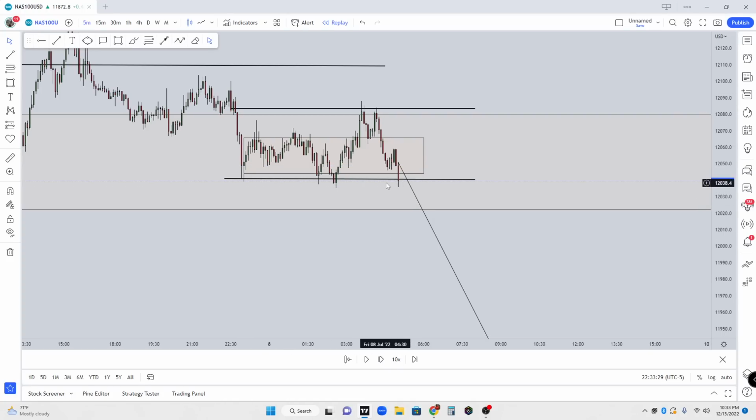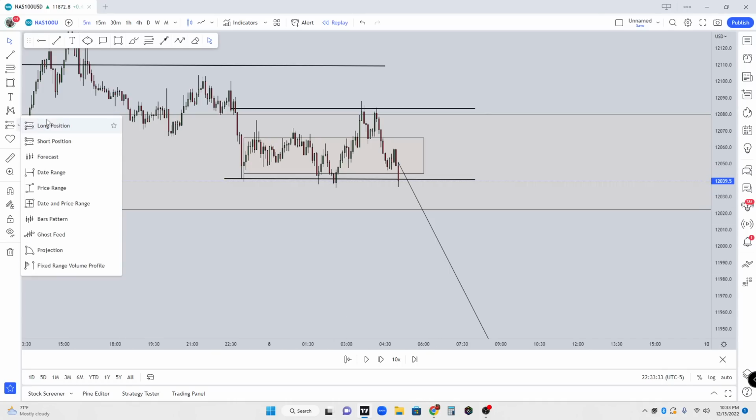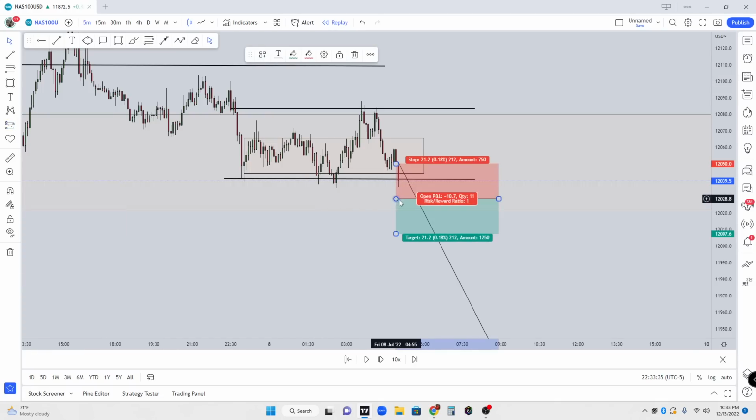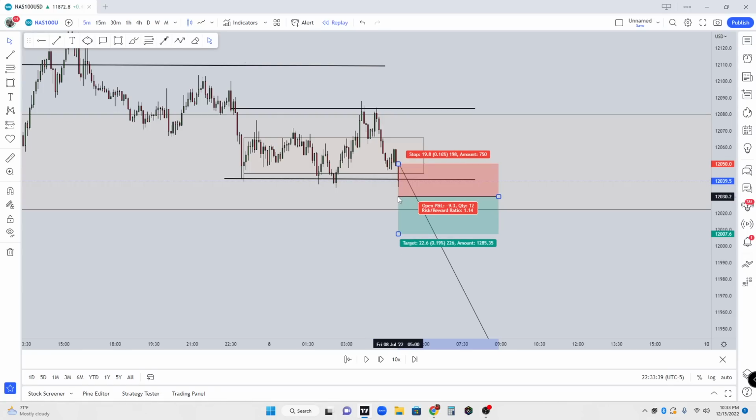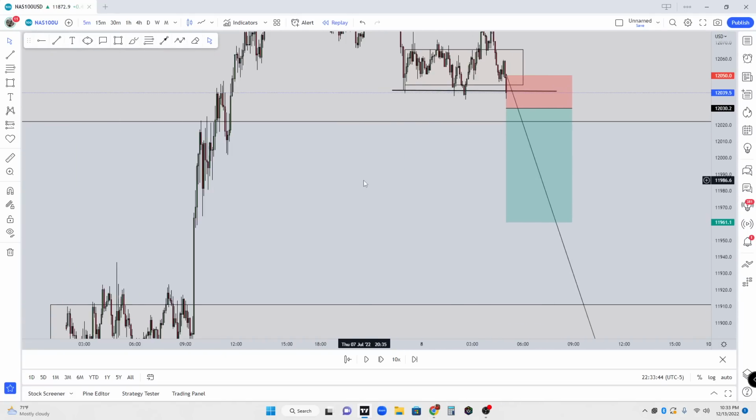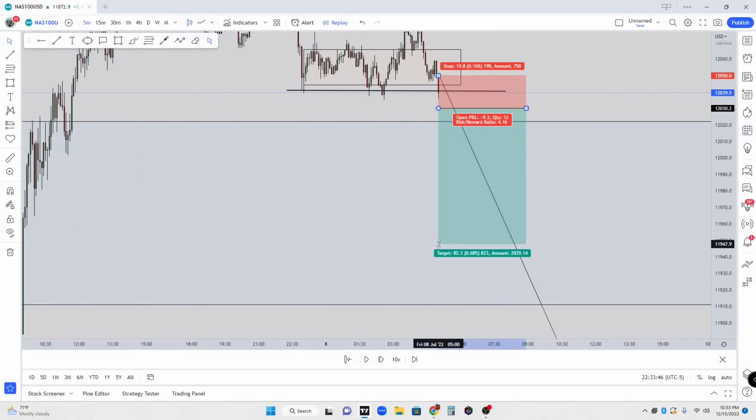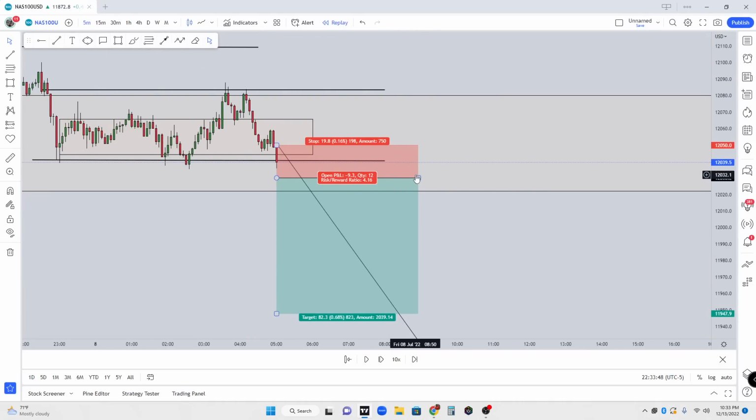All right, so we broke a little bit, but we tested that area again. So what I'd like to see is a deeper break. What I'm going to do is put a short position right there, and I'd like to see price come down in this area. If it comes down in this area, then we're activated, and we see if price does continue to the downside here.